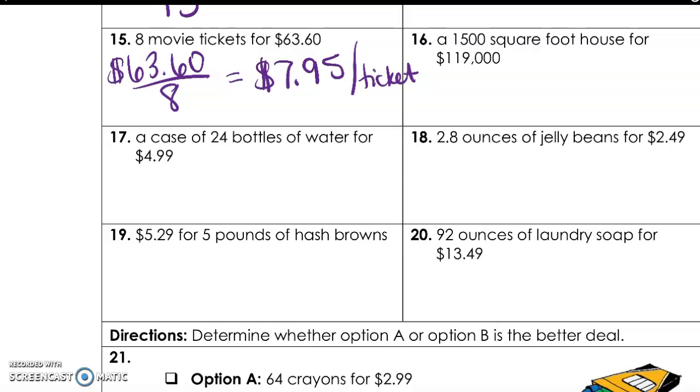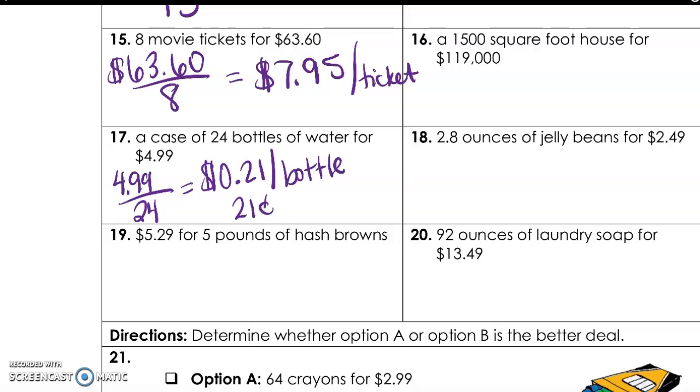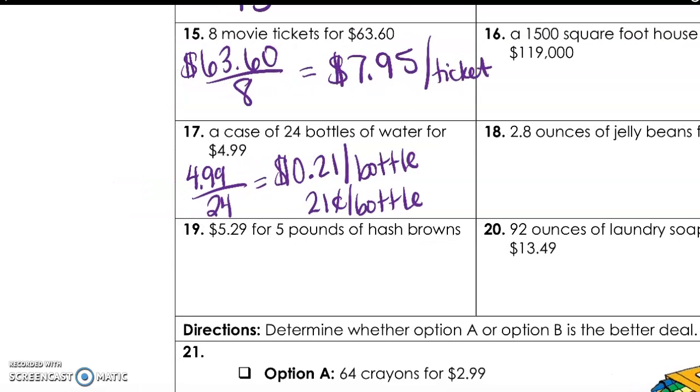17, a case of 24 bottles of water for $4.99. So $4.99 divided by the 24 bottles of water. That comes out to 0.21. So you have two ways to write this. You can write 21 cents like that per bottle, or you could actually write $0.21 per bottle. Don't put both. I'll write it over here. If you do a decimal and a cent sign, that is very wrong. Okay, so either leave the dollar sign with the decimal or take the decimal away and put the cents.